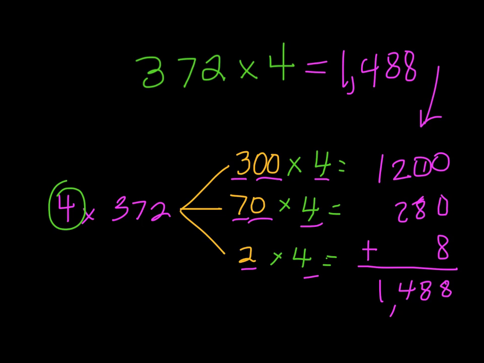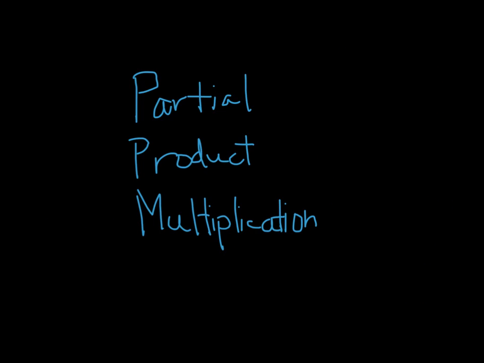So either of those strategies would work. Some people prefer the area model or the partial product strategy. Some people prefer distributive, which is like this. It's based on your personal preference. So this has been a lesson on partial product multiplication with a little bit of distributive multiplication thrown in. And hopefully you have learned from this lesson.